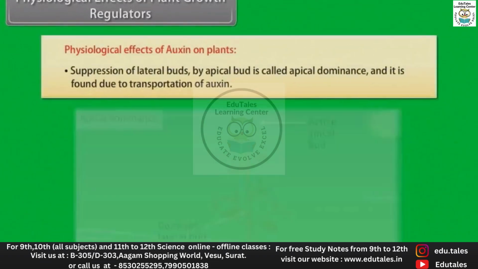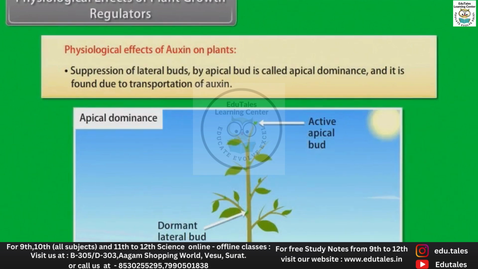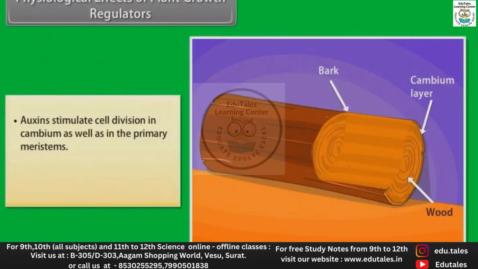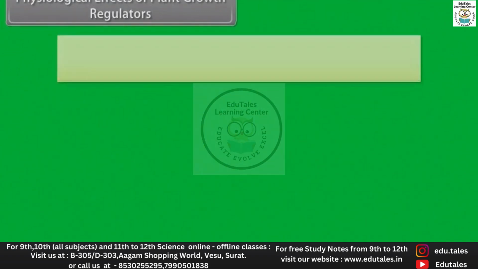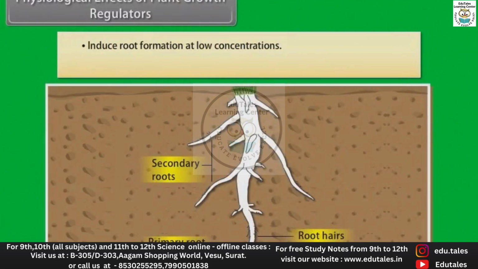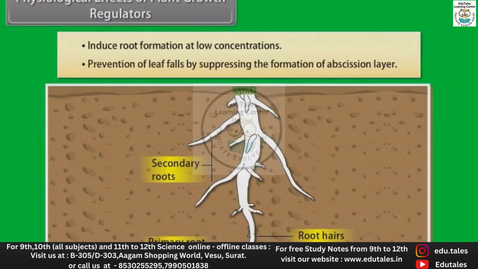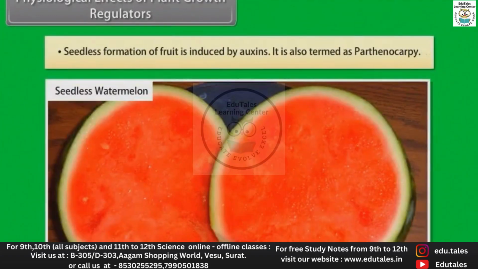Suppression of lateral buds by the apical bud is called apical dominance, and it is due to transportation of auxin. Auxin stimulates cell division in cambium as well as in the primary meristems. Cell elongation is an important role played by auxins. Auxins have differential action on shoot tip and root tip. They induce root formation at low concentrations. They prevent leaf fall by suppressing the formation of the abscission layer. Seedless formation of fruit is induced by auxins. It is also termed parthenocarpy.